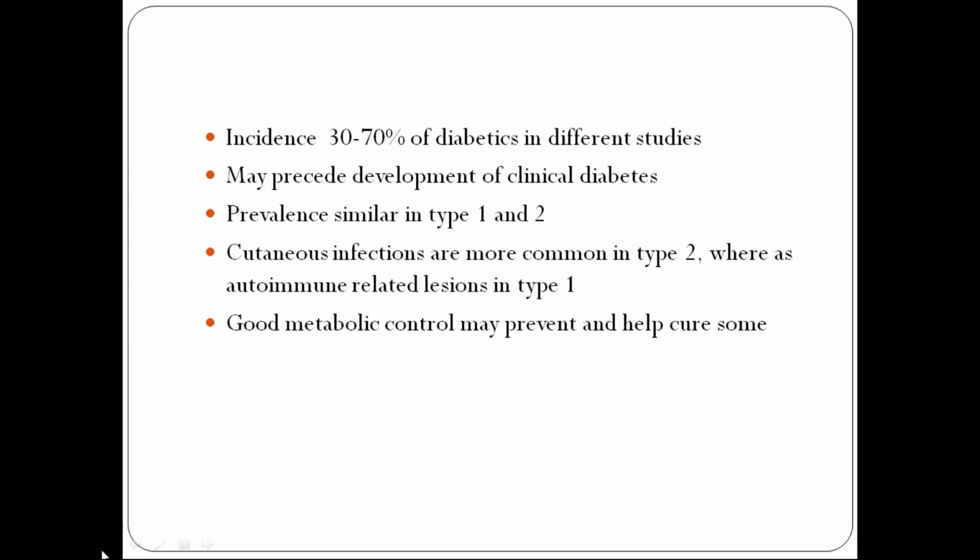The prevalence of skin manifestations is similar in both type 1 and type 2. In both types of diabetes, you will see this. Cutaneous infections are more common in type 2, whereas autoimmune diseases are more common in type 1. Also, very good metabolic control will help in preventing and also in curing some of the skin manifestations. So having an idea on the skin manifestations not only gives you a clue, but you can also treat the patient, like I said, better.